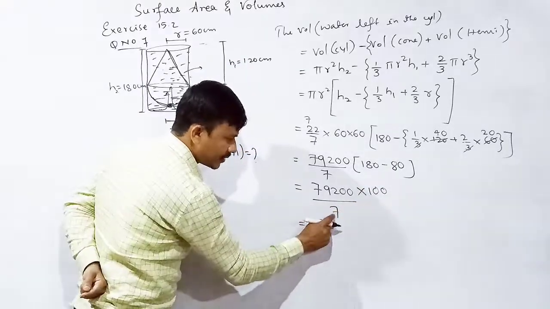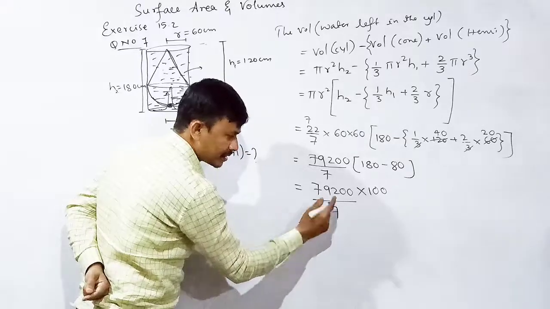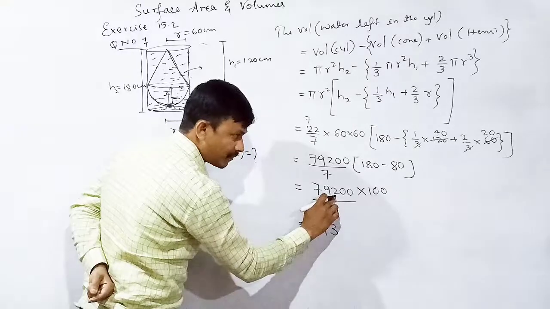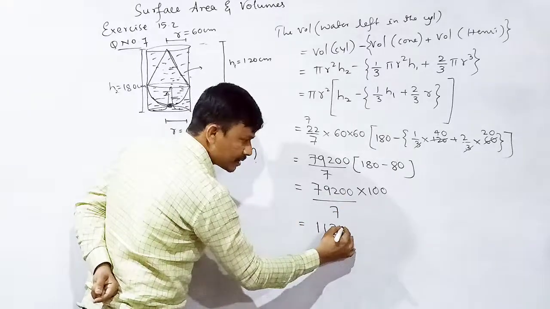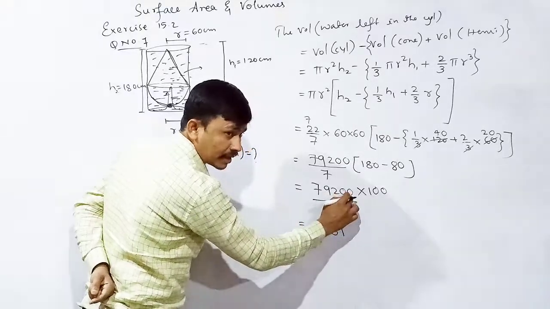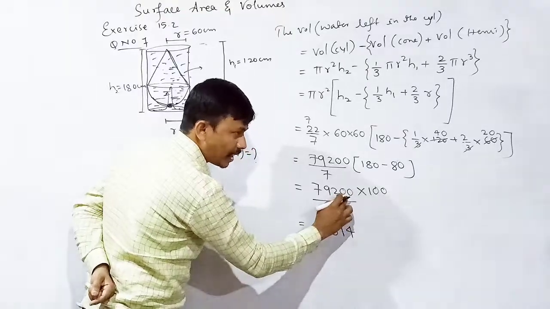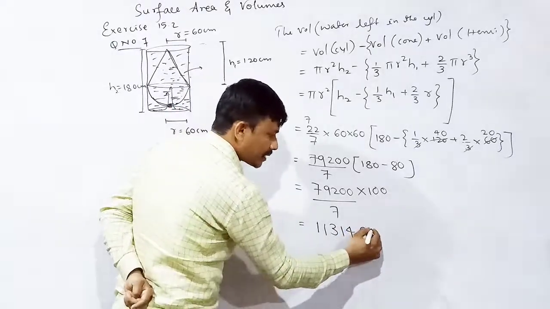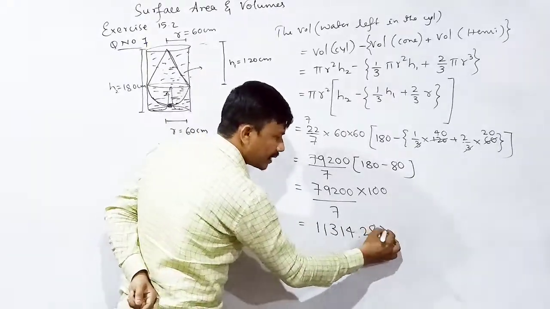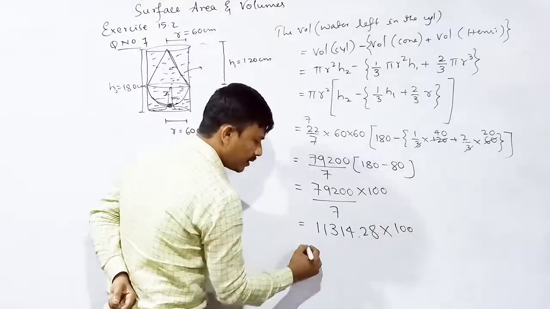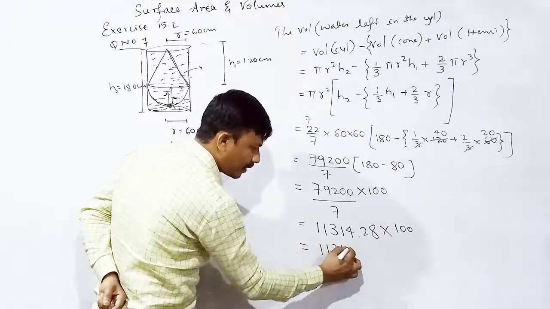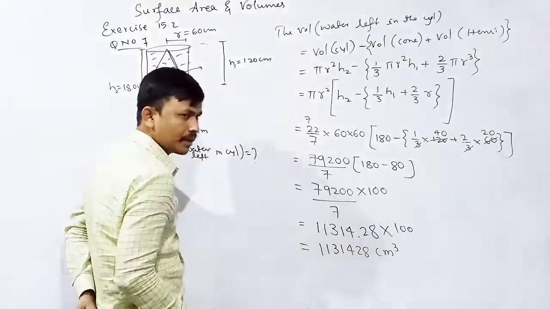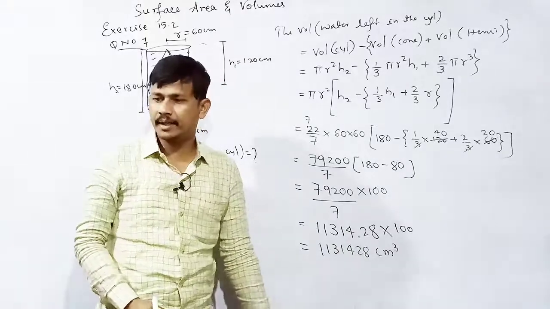Correct? This is equal to 7 ones are 7, 2 remaining, 22, 7 threes are 21, 1 remaining, 10, then 7 ones are 7, 3 remaining, 30, then 7 fours are 28, 2 remaining, 20, then 7 twos are 14, 7 eights are 56, into 100. This is equal to 1131428 centimeter cube.